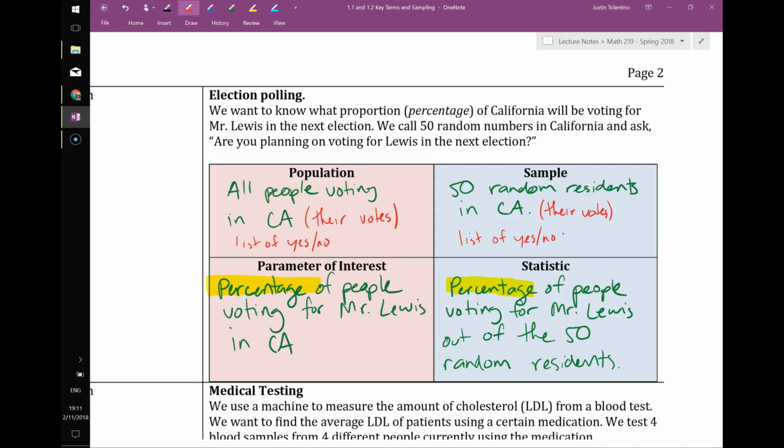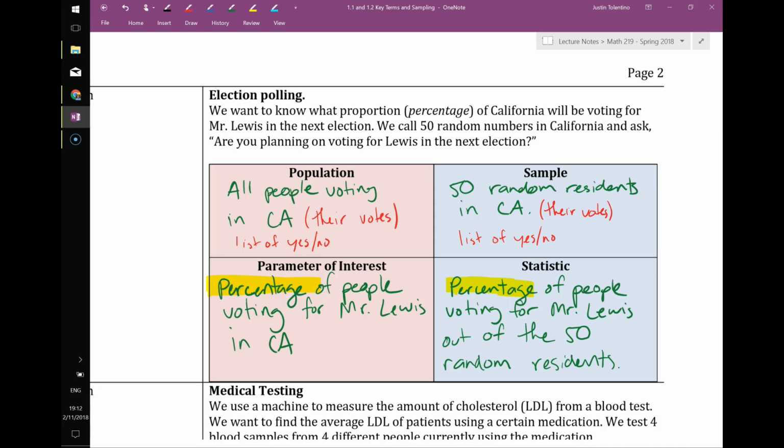Now let's break it down into parameter of interest. What is this parameter that we're interested in? Well, it says it actually in the very beginning. We want to know what proportion or percentage of California will be voting for Mr. Lewis. So that's what I want to know. I want to know this single number. I want to know what's the percentage of everyone that's voting for Mr. Lewis. Well, that single number, that percentage, is a measurement that kind of gives us a gauge of how many people are voting for Mr. Lewis. So it's one number, it's a percentage, and so that would be our parameter.